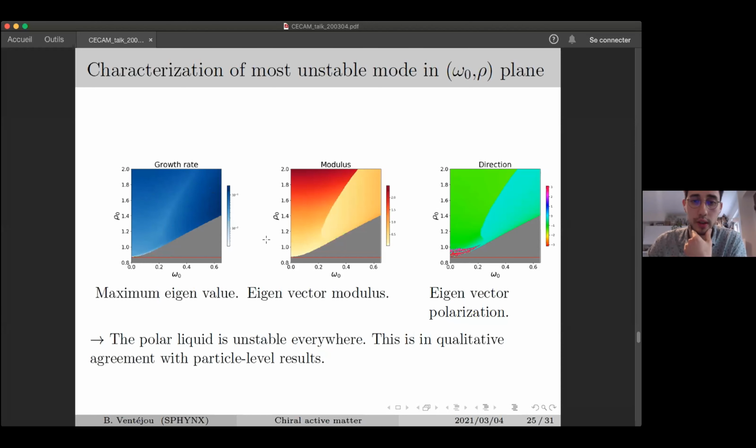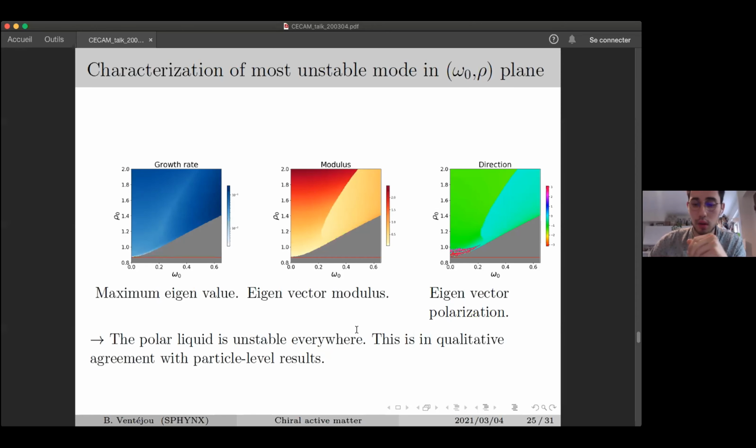We also characterize the instability by plotting the modulus of the vector. It gives the scale on which the instability will develop and the direction. But the main result is that the growth rate is non-zero everywhere. So the polar liquid is unstable everywhere. And this is in qualitative agreement with the particle level result.